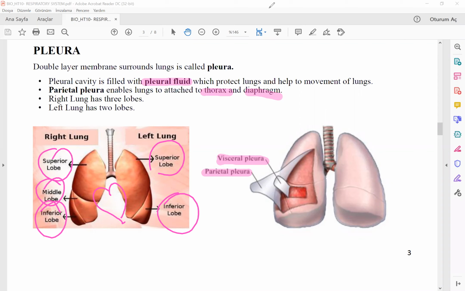And this is all about the structure and functions of the respiratory system organs.